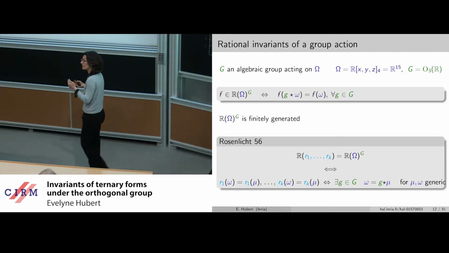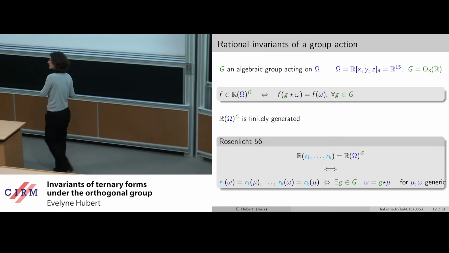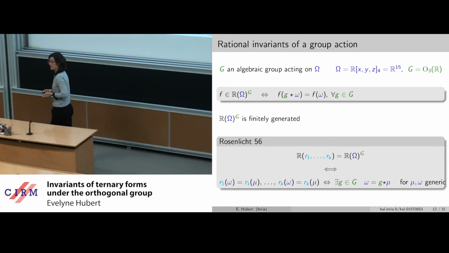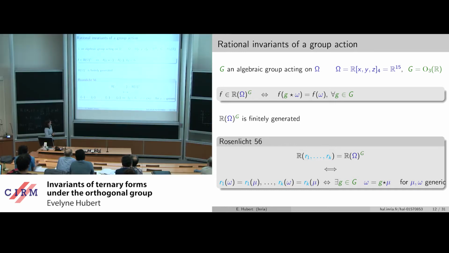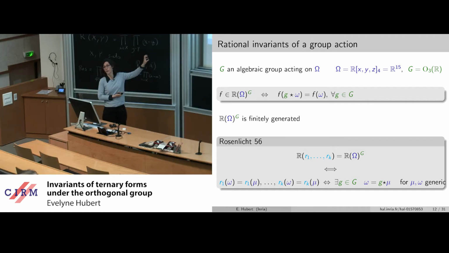And it's an equivalence: if your rational invariants are separating, they are generating. It's because of this property that these biomarkers, that is, the invariants, are relevant to the application we have.